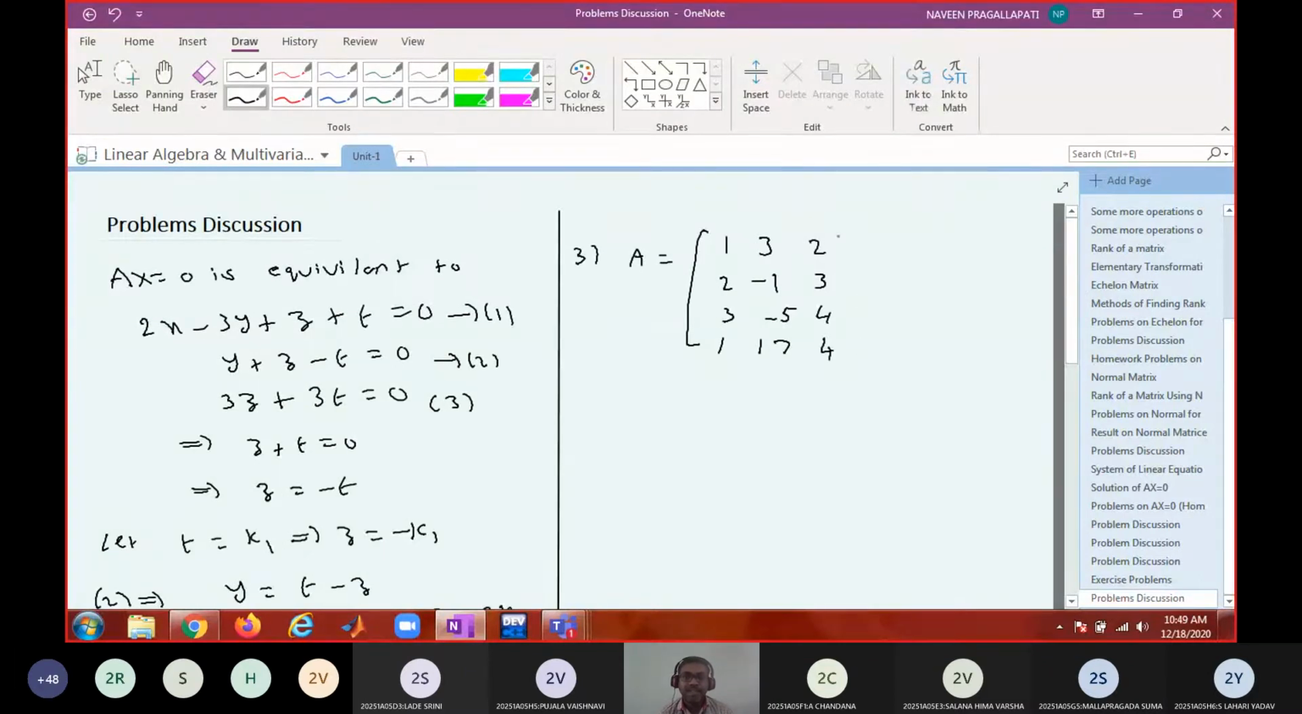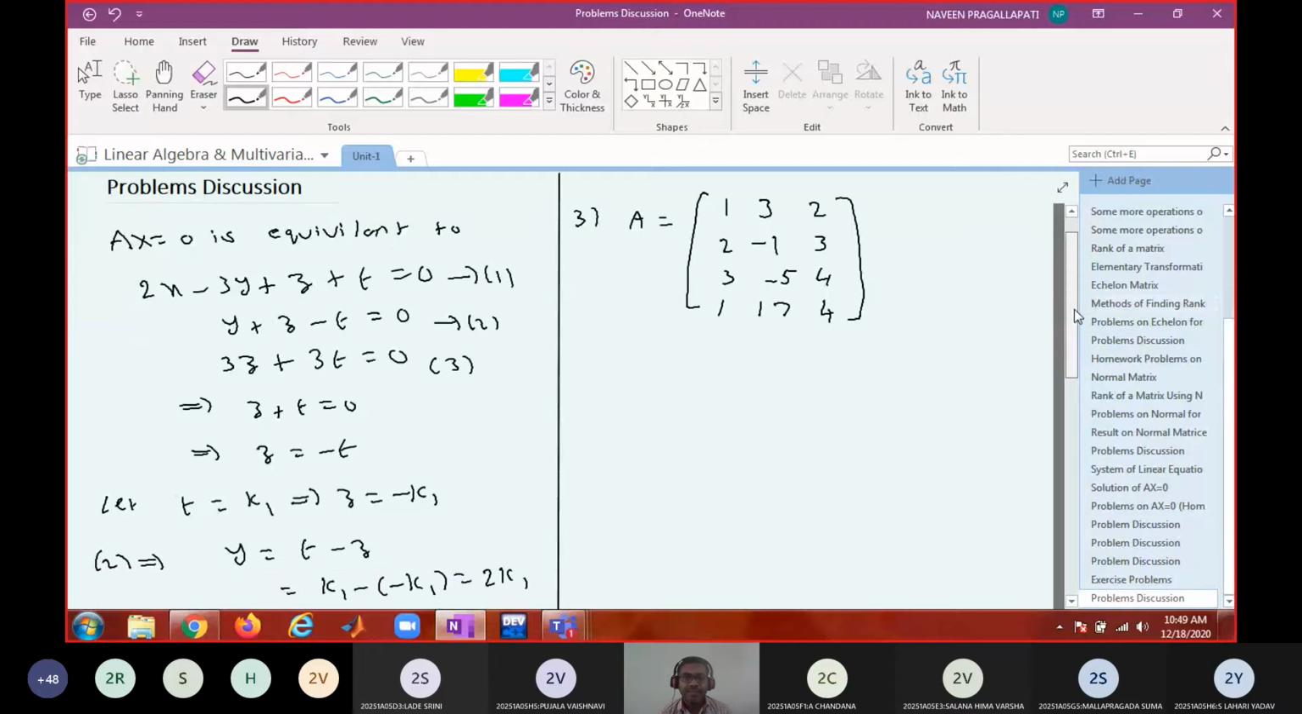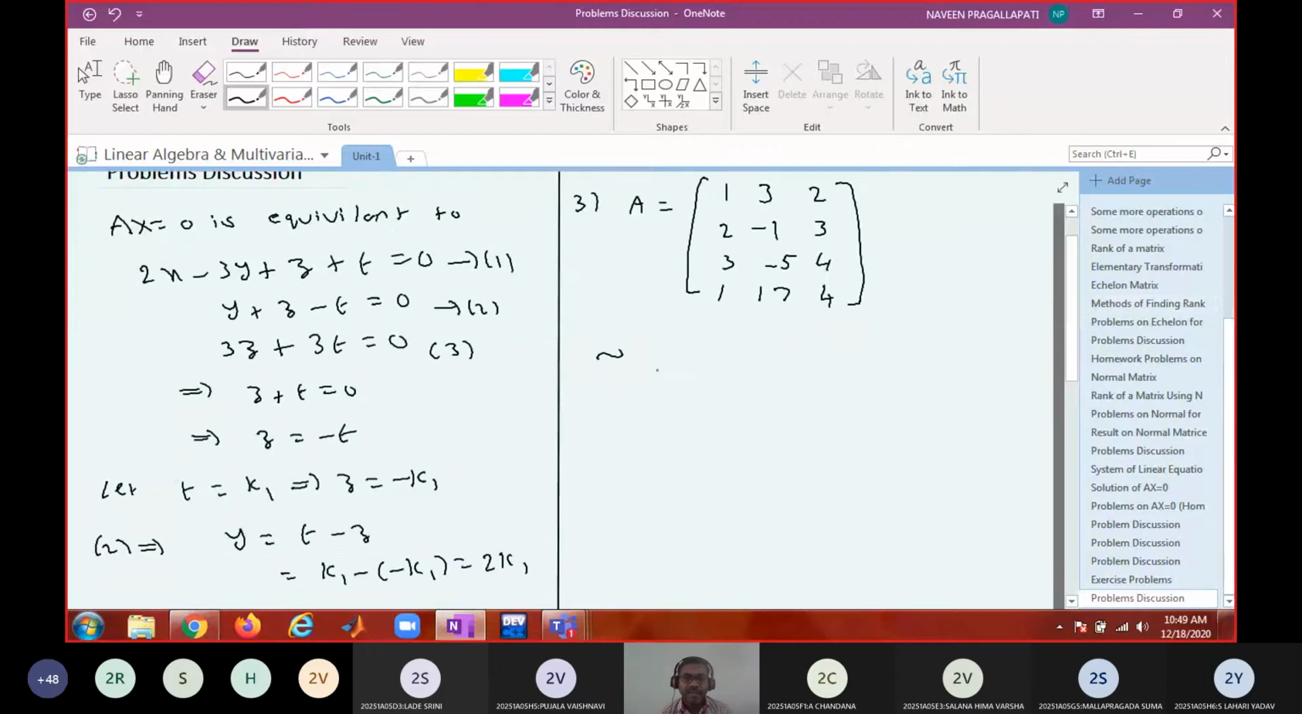After converting into echelon form, this will be reduced to 1, 3, 2; then 0, minus 7, minus 1; and the other two rows will be 0, 0, 0. The last row is also 0.